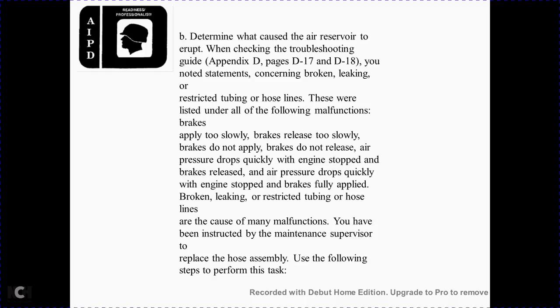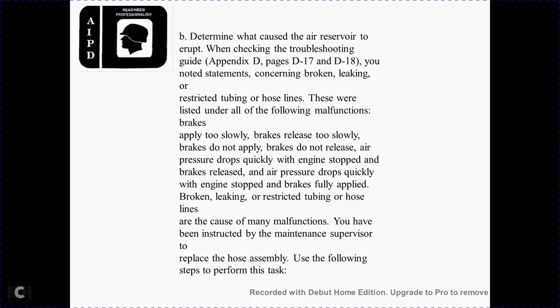Determine what is wrong with the air reserve. Check the troubleshooting guide for the broken and leaking restricted tube or hose line. Under the following malfunctions of the brakes: brakes apply slowly, brakes release slowly; the brakes do not apply; the brakes do not release; the air pressure drops quickly with the engine stopped; the brake release; the air pressure drops quickly when the engine stops; the brakes fully apply. The leaking restricted tube or hose line is the cause of the malfunction.